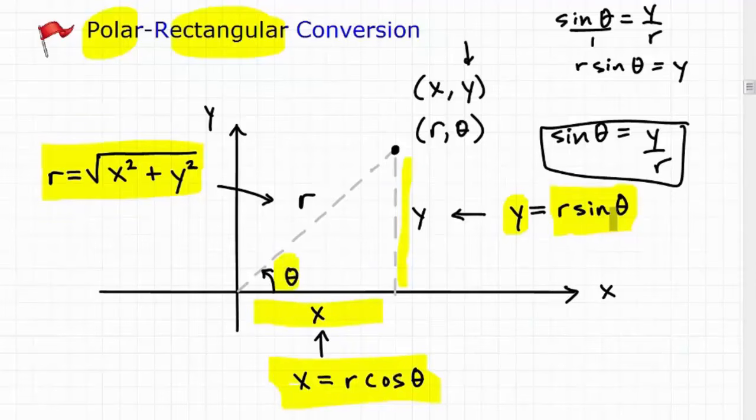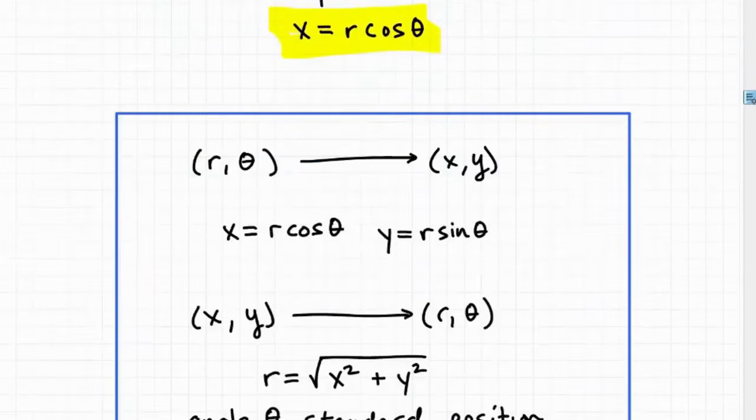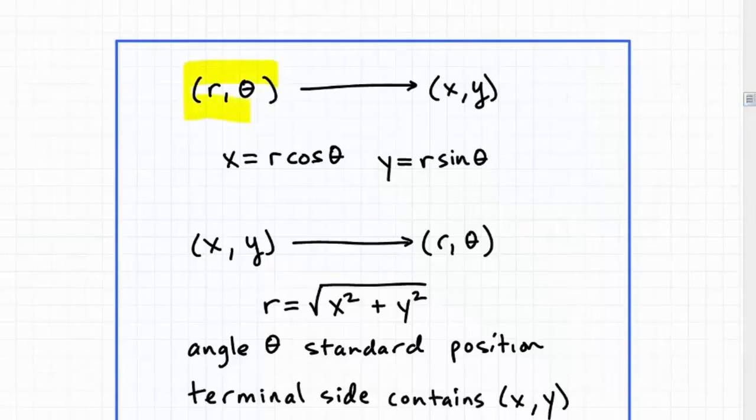So this is the foundation of expressing a point as polar or rectangular, but let's clean this up a little bit, all right? If you're going from a polar coordinate, r theta, and you want to express it as a rectangular point, remember, x will be expressed as r cosine theta, and then y would be expressed as r sine theta, okay?